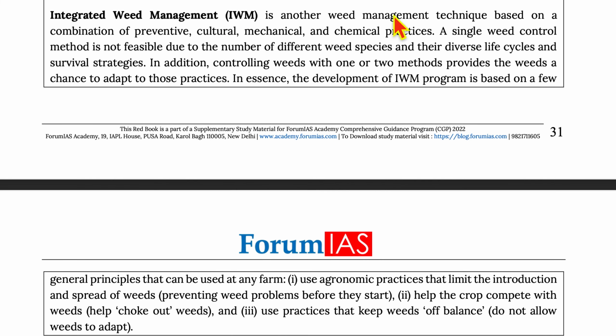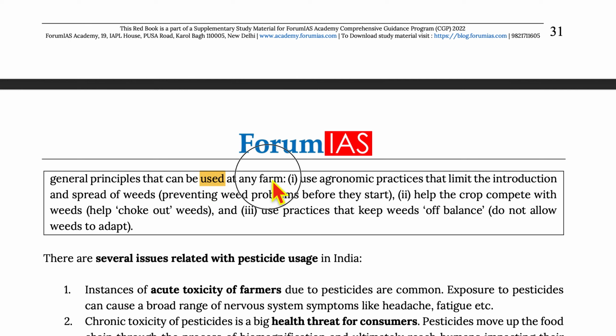Integrated weed management is another weed management technique based on a combination of preventive, cultural, mechanical and chemical practices. A single weed control method is not feasible due to the number of different weed species and their diverse life cycles and survival strategies. In addition, controlling weeds with one or two methods provides the weeds a chance to adapt to those practices. In essence, the development of an integrated weed management program is based on a few general principles that can be used at any farm. For example, use agronomic practices that limit the introduction and spread of weeds, preventing weed problems before they start. Help the crop compete with weeds, that is, choke out the weeds. Use practices that keep weeds off balance, that do not allow weeds to adapt.